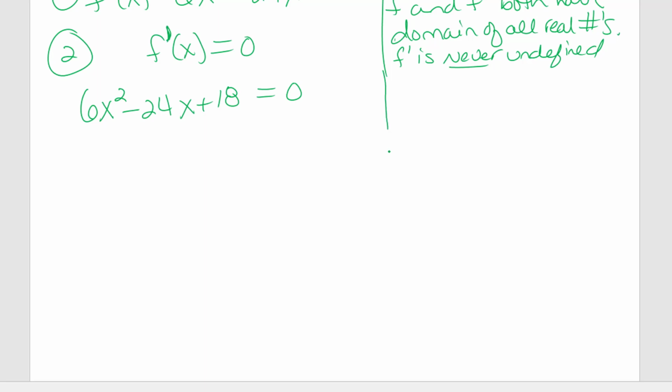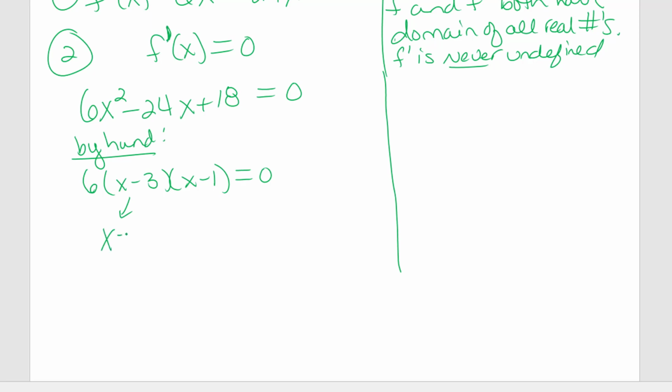Or this is a nice easy quadratic, so we certainly could solve it by hand. I'm going to go ahead and approach this both ways. If you solve by hand, you could factor and solve. If you factored this, you would find that it's 6 times x minus 3 times x minus 1. And so one solution is x equals 3. One solution is x equals 1. Okay, so that's one way to solve by hand.